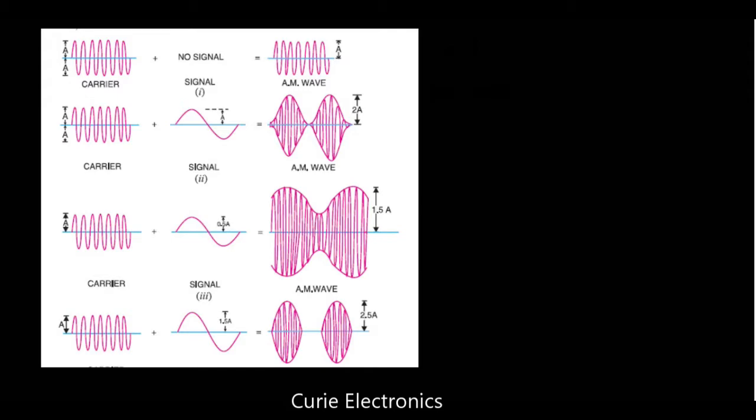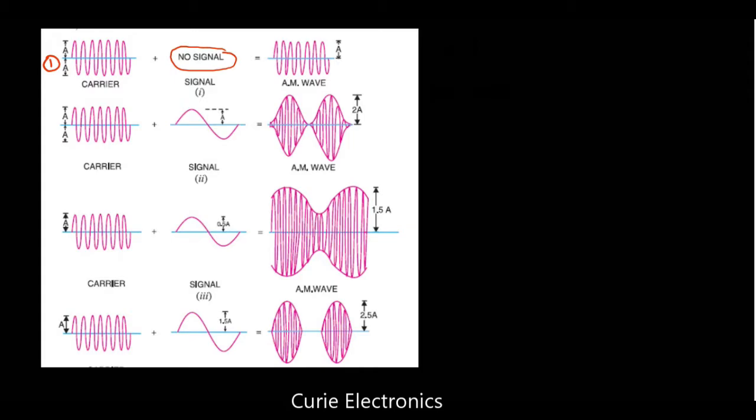So we'll see the first case. In the first case, we have only the carrier and there is no message signal. Then we will get the AM wave as only the carrier wave, and whatever the carrier amplitude, we will get the same amplitude in the AM wave also.